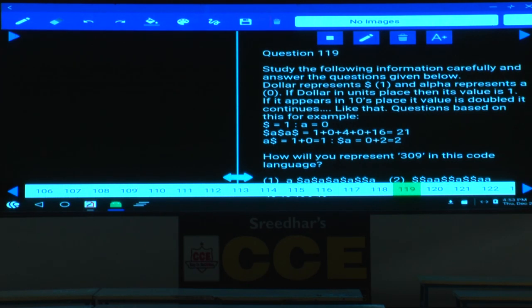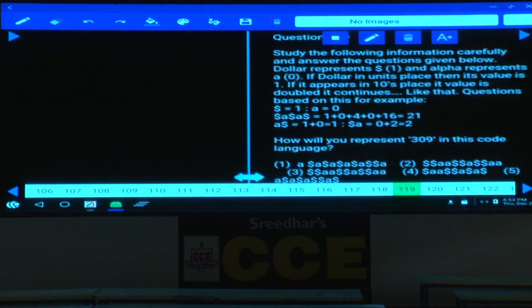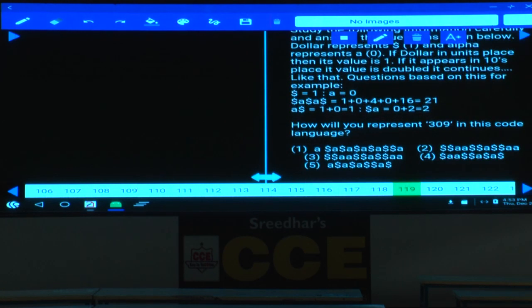119 and 120, these two questions come under binary logic. What do you mean by binary logic? Binary logic means only 2 symbols will be used. What are those two? 0 and 1. 0 and 1 are the only 2 digits used in order to express any number. Now in this one, what are the symbols? A is for 0 and this dollar is for 1. Dollar is for 1, A is for 0.